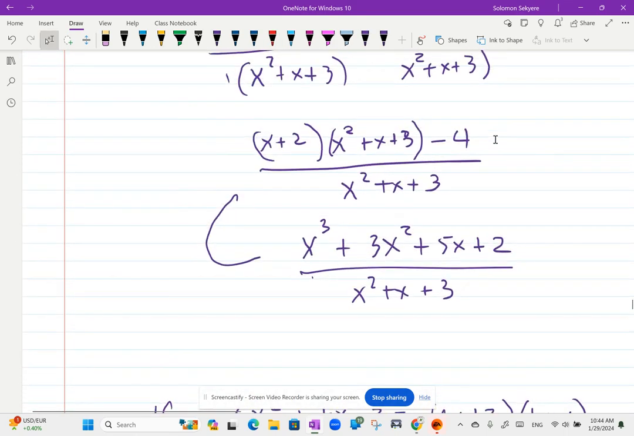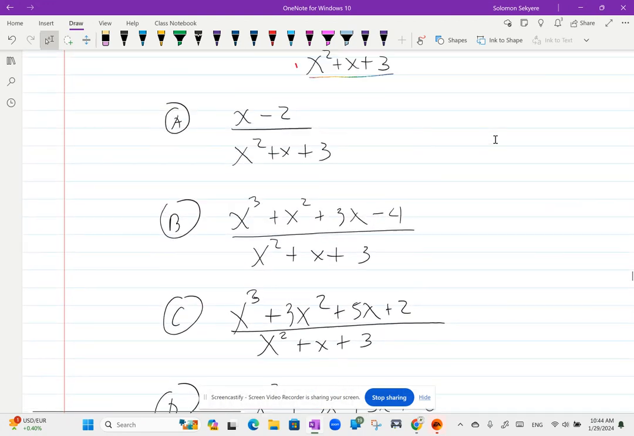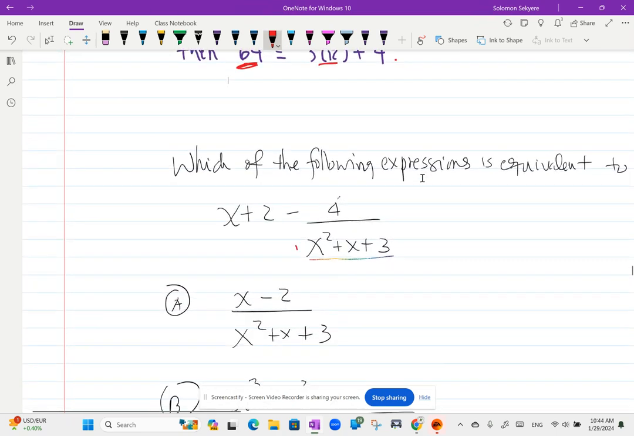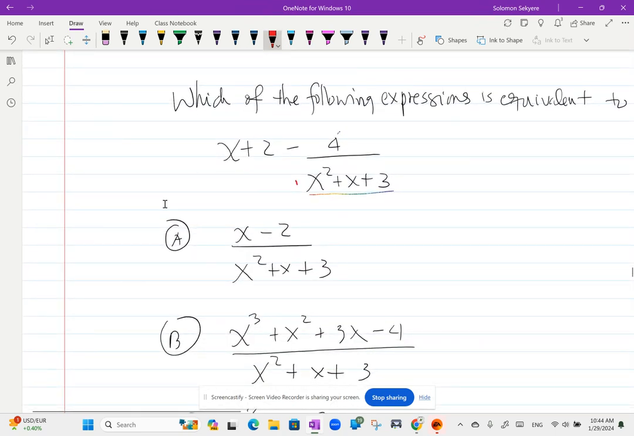The first fact I give you here is if 64 divided by 5 is equal to 12, quotient is 12, remainder 4 over 5, then 5 times 12 plus 4, right? The divisor times the quotient plus the remainder gives you the dividend. So the first question I have here for you is, which of the following expressions is equivalent to this one here, right?